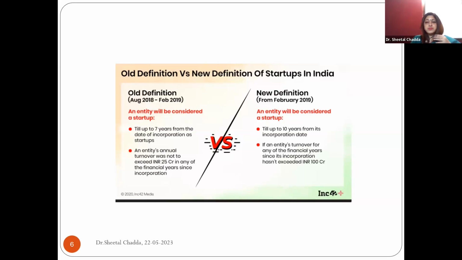But when you talk of entrepreneurship, obviously you need to add certain kinds of values, you have to bring certain kinds of innovation. So this is primarily the difference between the two.